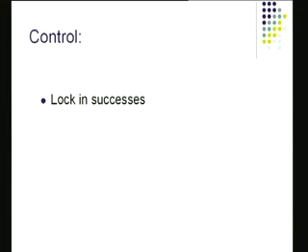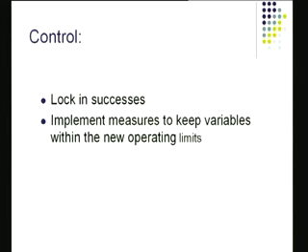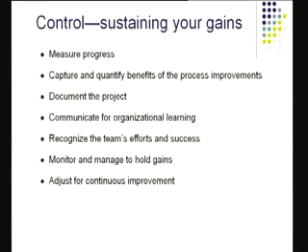The last part, of course, is locking in the success that you have. You've demonstrated some good levels of the process variables, and you've got to implement measures at this point to make sure those variables stay within the new operating limits. How do I do this well? Measure progress to make sure that if you bring in those changes, they actually produce some outcomes.